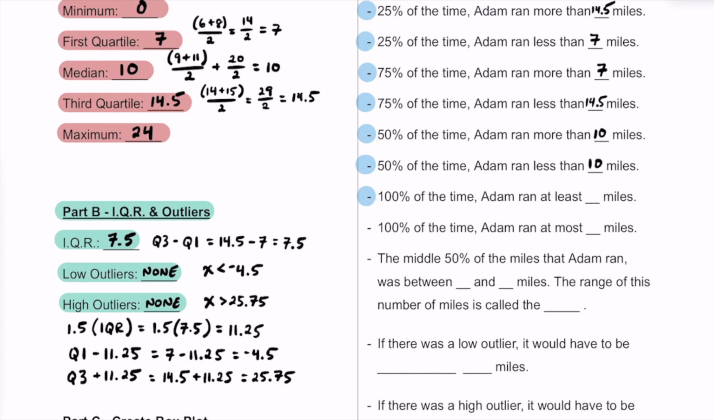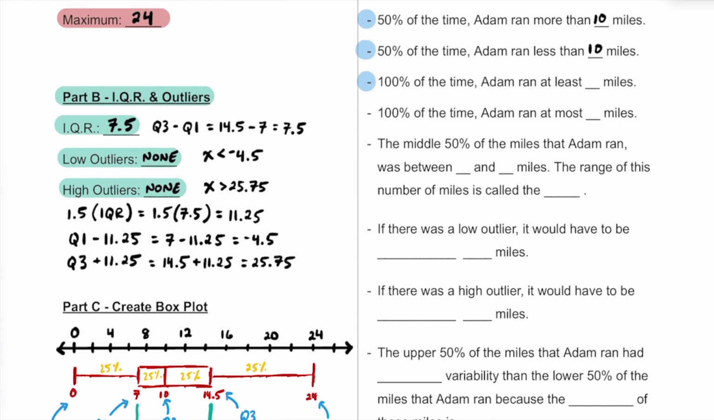Next, 100% of the time, Adam ran at least how many miles? So 100% of the data is going to be at least what number? Well, 100% of the data is going to be above 0. So here's 100% of the data. So we're going to go ahead and say that that is going to be 0 or more, right?